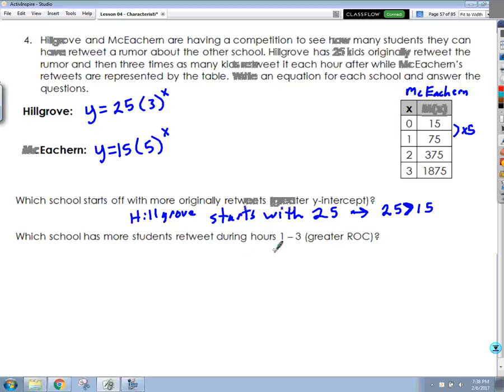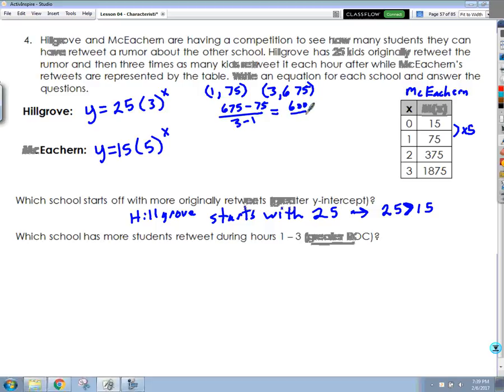So, I'm going to work that up here. For Hillgrove, if I plugged in a 1, we would get 75 back. And if I plugged in a 3, I would get 675 back. When I say plug it in, I mean I'm taking this 1, plugging it in for x, I hit enter, I get 75. Take the 3, plug it in, work it out, you get 675. Then you have to do the rate of change, which is 675 minus 75 all over 3 minus 1. You get 600 over 2, which gives us 300 for Hillgrove. Okay, keep that in mind.